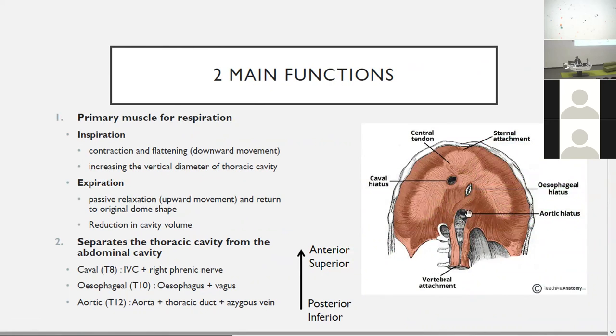So you have some apertures in the diaphragm. You have the aortic hiatus, the esophageal hiatus and the caval hiatus. The way to remember this is that your aortic hiatus is at T12, and then going up you just subtract two. So T12, T10, T8, and there are some other structures that pass through with all these.